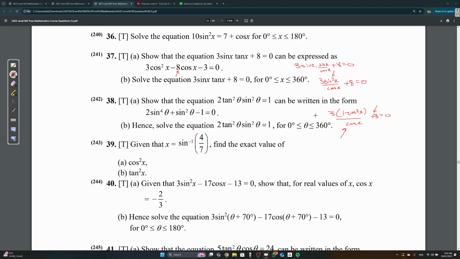What can I do? Can't I multiply both sides of the equation by cosine x? You're allowed to do this in math. You can multiply by 2 on both sides. You can divide by 3 on both sides. As long as what you're doing on the left is being done on the right, that's completely fine. Cosine x cancels with cosine x. Then cosine x times 8 is 8 cosine x. So you're going to get 3 times (1 minus cosine squared x) plus 8 cosine x is equal to 0 times cosine x, which is just 0. Okay, let's distribute.